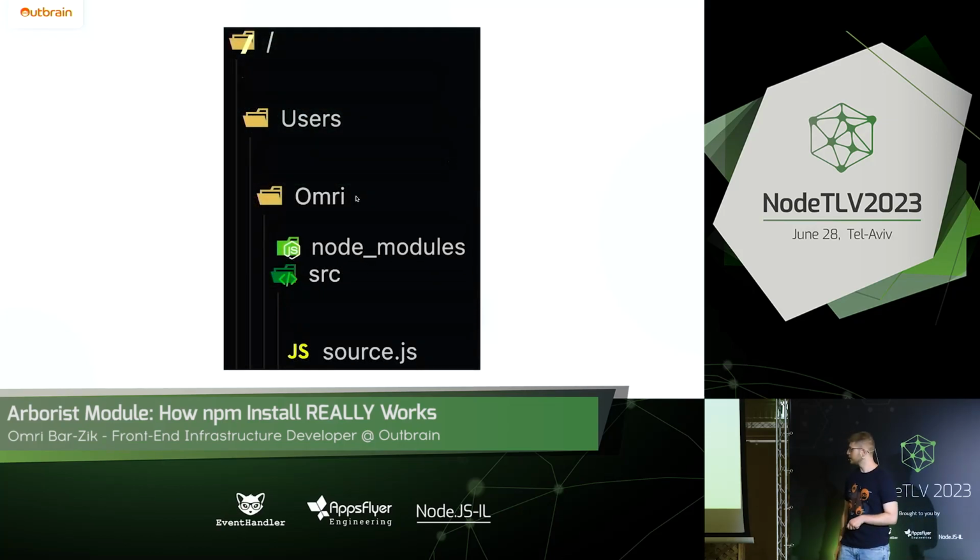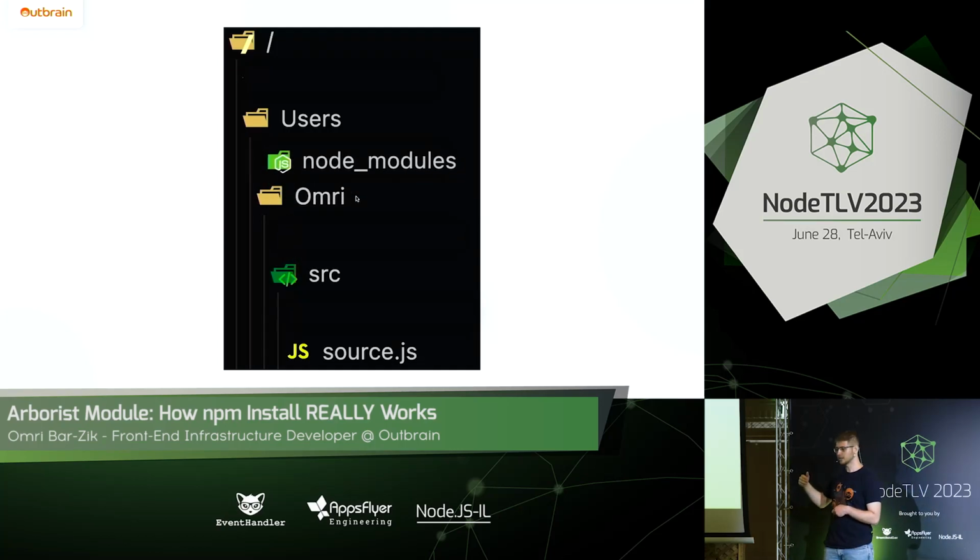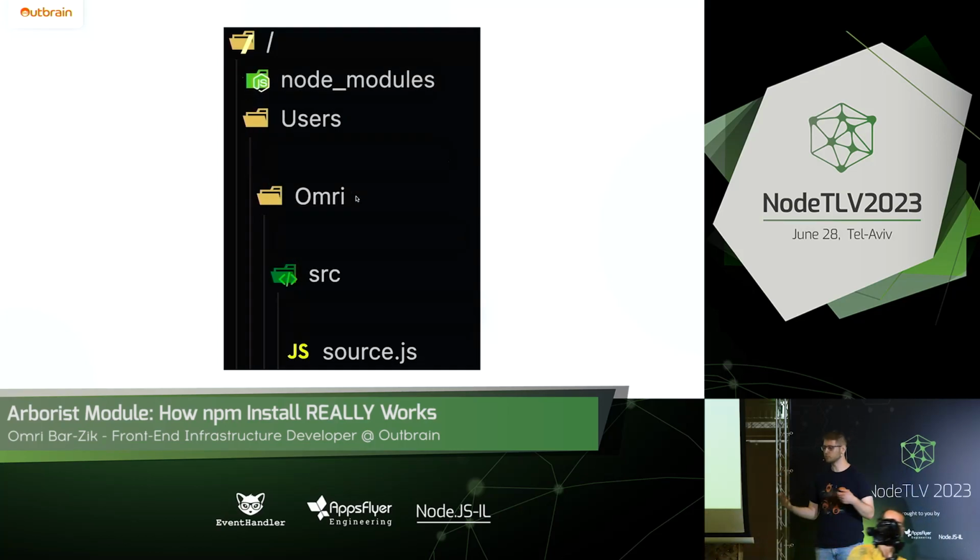First, Node.js will start looking again in the SRC folder for any node module that exists. If it doesn't find it, it will go to the Omri folder. If not, to the user folder. And if not, it goes to the file root. And if it doesn't find it in the file root, it will throw us an error.